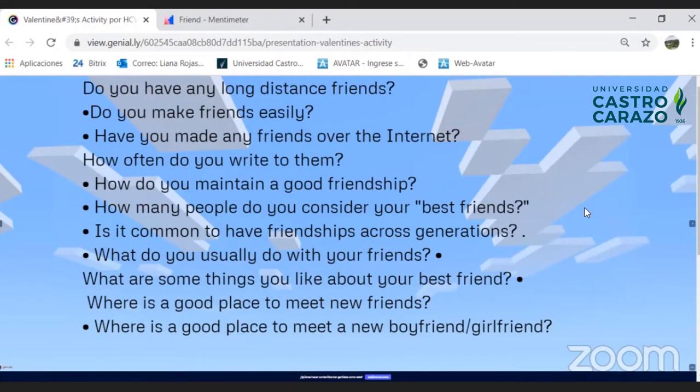Okay. What are some things you like about your best friend? Maybe that she's pretty friendly, talkative, and loves to know new places and travel around the world. She's my wife, by the way. Oh, so cute. It's a match made in heaven. Yeah, it is. Have you heard this expression? It's a match made in heaven.